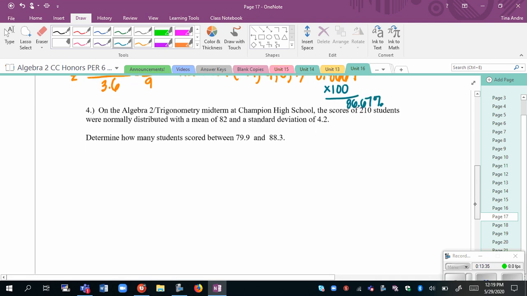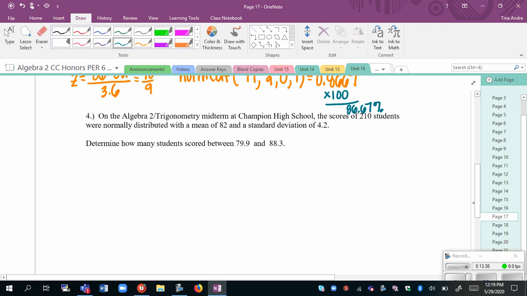So number 4, on the Algebra 2 trigonometry midterm at Champion High School, the scores of 210 students were normally distributed with a mean of 82 and a standard deviation of 4.2. I feel like we've seen this scenario in the last section, but now what we're trying to do is determine how many students scored between 79.9 and 88.3. So I believe we set this up in the last section, but the difference is we're going to see that these scores do not fall on integer values for z-scores. So let's go ahead and draw our picture.